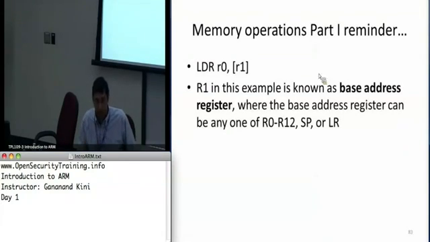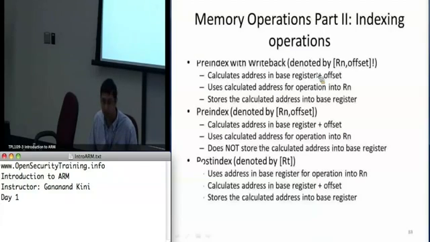So last time, if you remember, we had referred to something called the base address register, which is the R1 from this LDR instruction, the one in square brackets. So that's the register that has the actual address that you want to operate on. So it's called the base address register. It can be any one of these values, R0 through R12, the stack pointer, or the link register.